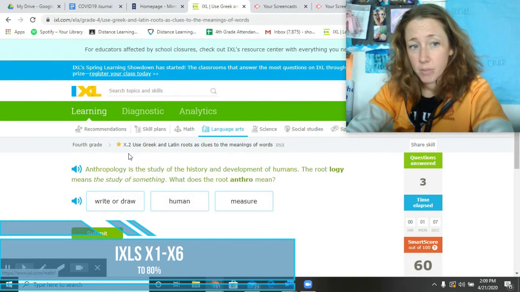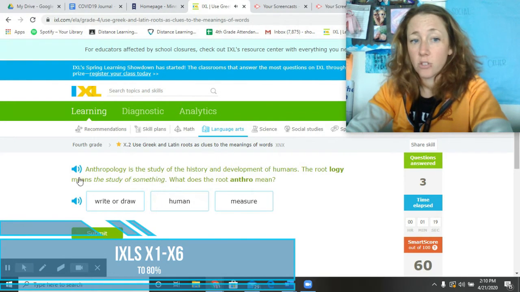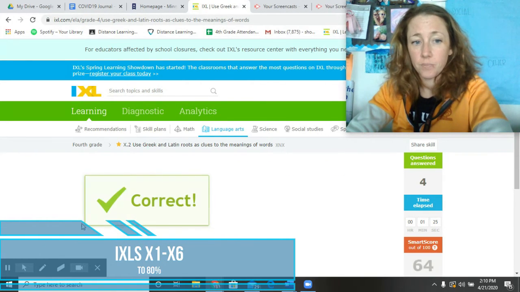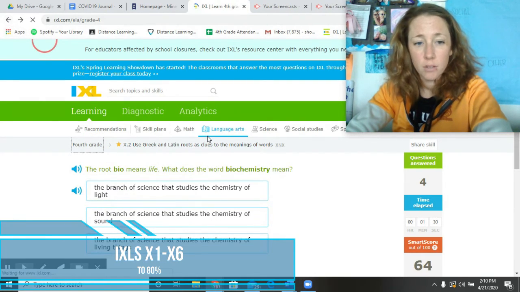Remember, if you're not sure what something says, you can always push this. Anthropology is the study of the history and development of humans. The root logi means the study of something. What does the root anthro mean? So the study of something, and it just told me anthropology is the study and history and development of humans. So human would be the thing that makes sense there, right? But you can always have it read it to you. So that's X2. Oh, I'm going to go back. X3.